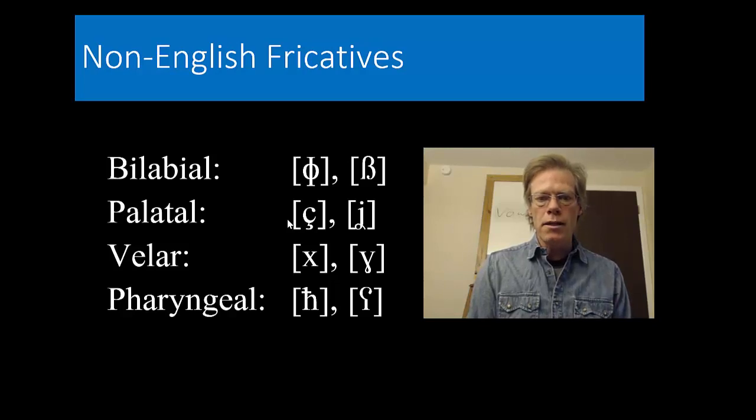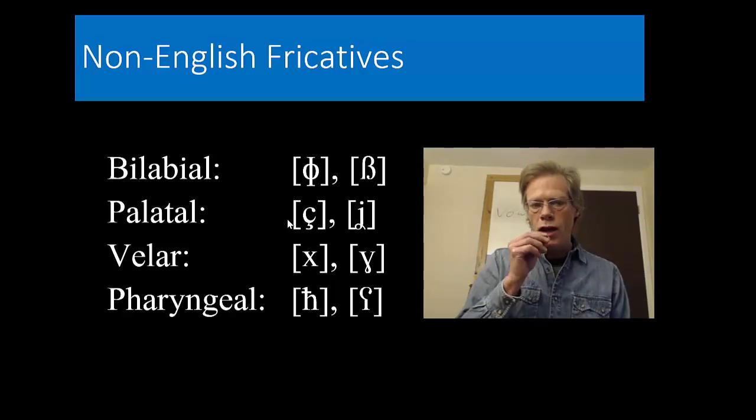The second would be a voiced bilabial fricative, which you hear in certain varieties of Spanish, for example, where instead of a labiodental v sound, you would get a bilabial v sound. So, for example, 'veinte' would be pronounced with it. All right, then we've got palatals.